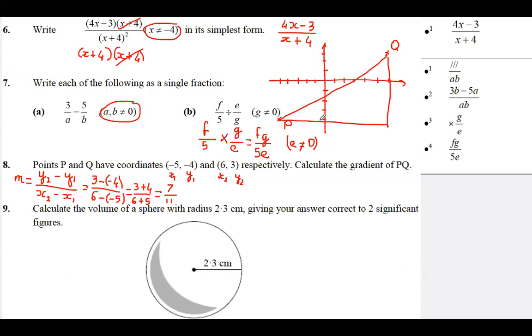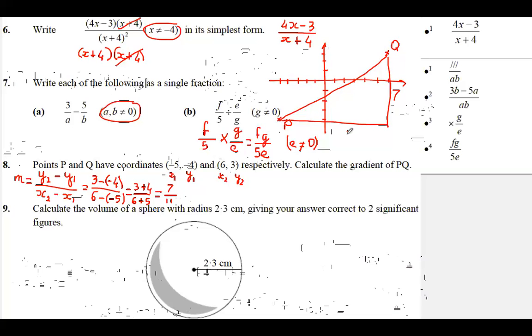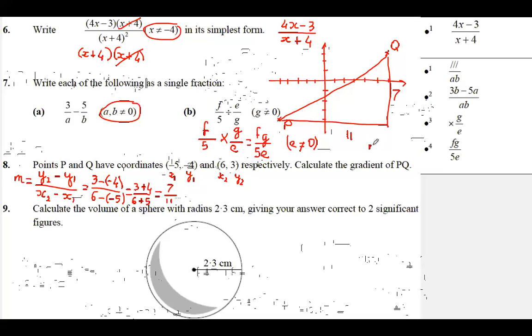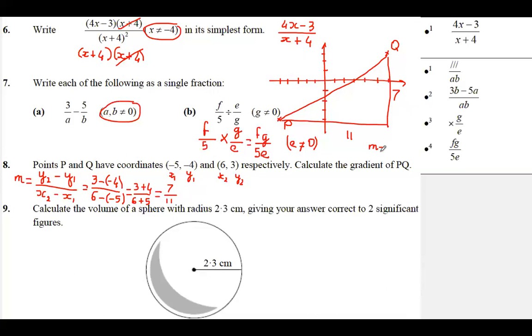So if you look at it, we went from -4, which is 4-digit, 5, 6, 7. So that's 7 units there. By adding them, you've got a step of 7. Here I've got 1, 2, 3, 4, 5 plus, so 6, 7, 8, 9, 10, 11. 11. That is your gradient. M equals 7 divided by 11.